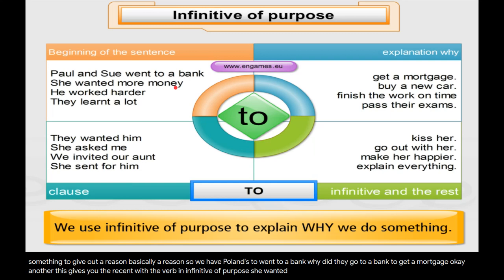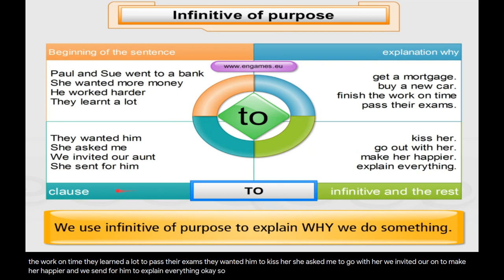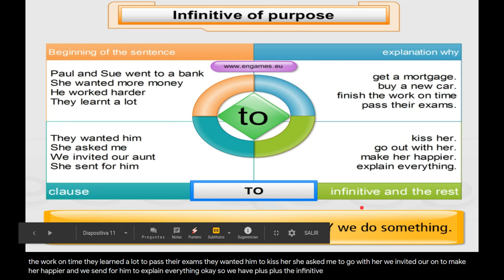She wanted more money to buy a new car. He worked harder to finish the work on time. They learned a lot to pass their exams. They wanted him to kiss her. She asked me to go with her. We invited our aunt to make her happier, and we sent for him to explain everything. Okay? So we have a clause plus the infinitive, giving us a reason.